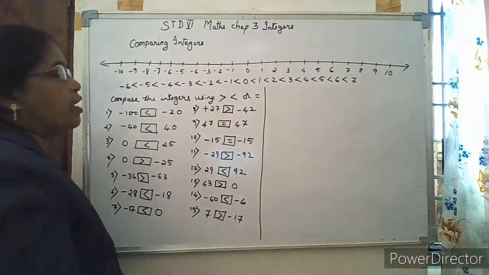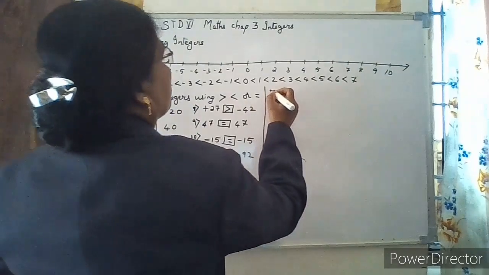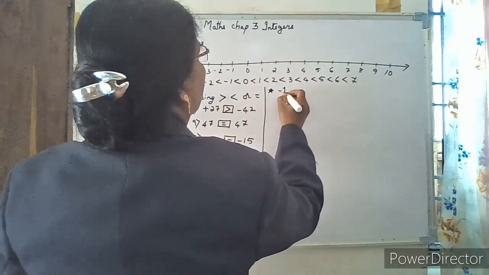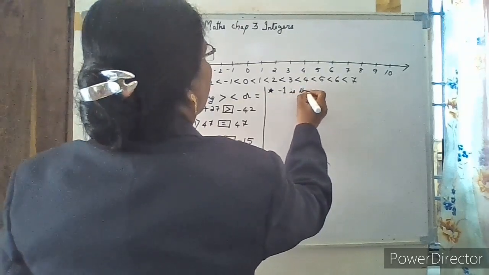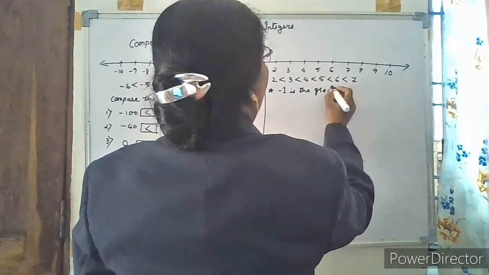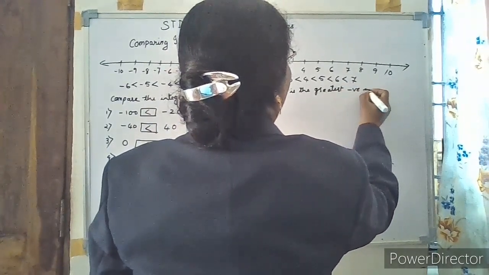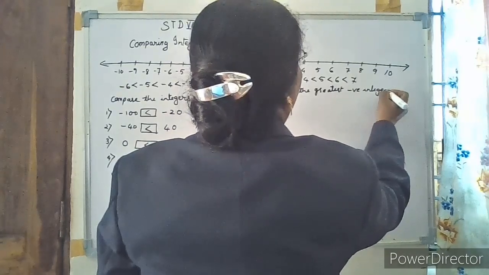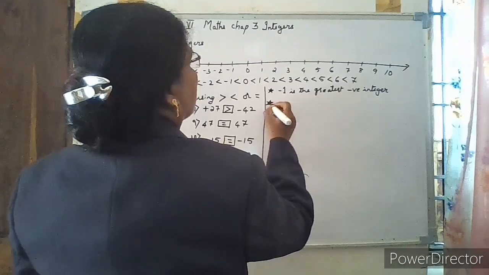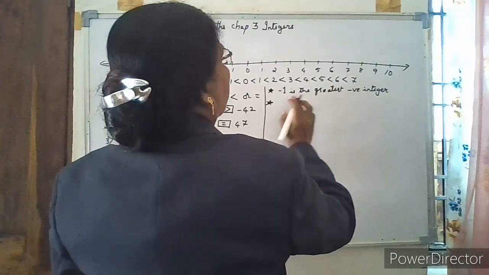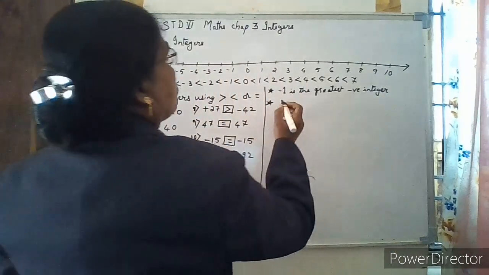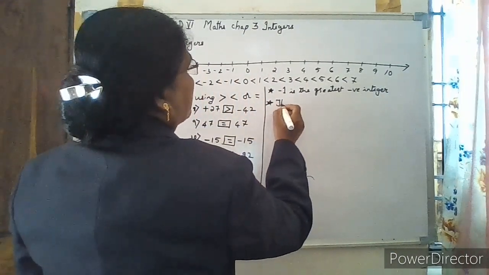based on comparing integers. First point, minus 1 is the greatest negative integer, but the smallest integer is not defined.